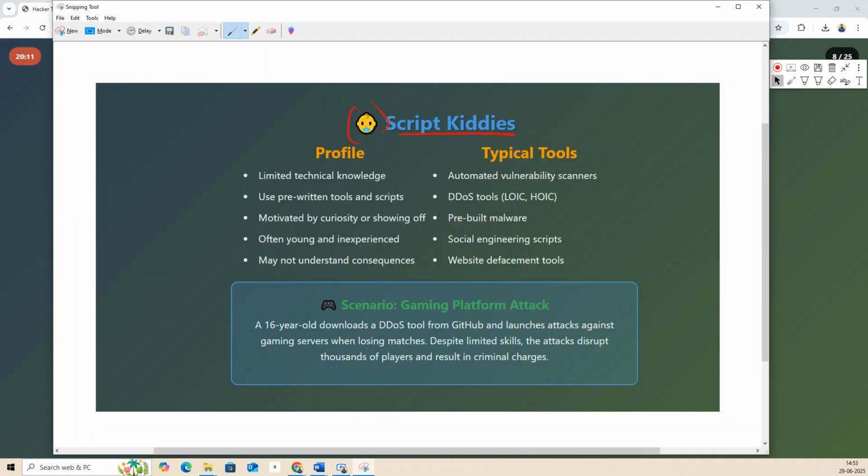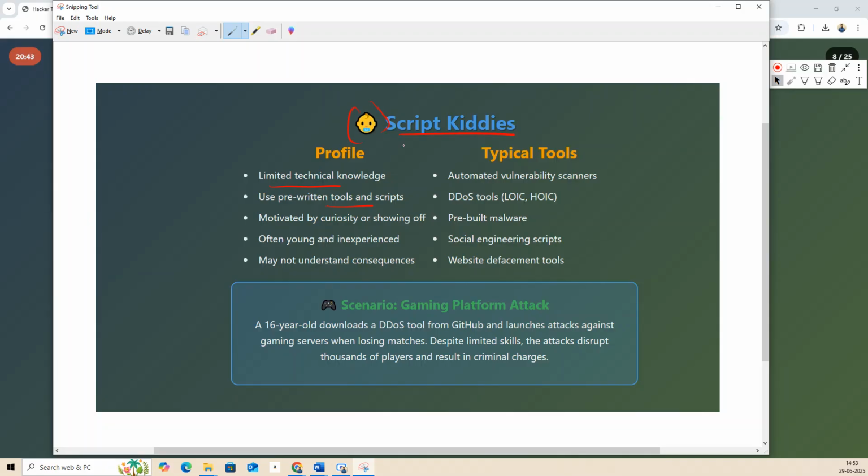Here's the typical script kiddie profile, how it works. Limited technical knowledge, but they know how to download and run pre-written tools. They are usually motivated by curiosity, showing off to friends, or getting revenge for some perceived slight. Many are young and don't fully understand the legal consequences of their actions.